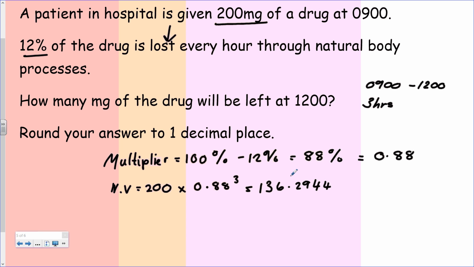136.2944. Just checking back, it's asking me to round my answer to one decimal place. So that becomes 136, and one decimal place would be here. Look at the next column, I've got a 9, so that's actually going to make that 136.3 milligrams to one decimal place.